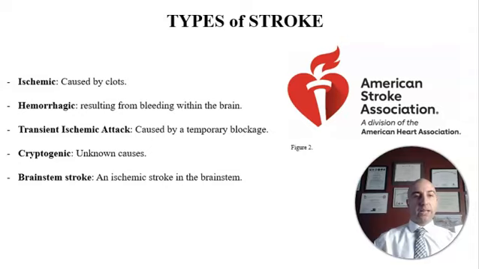Additionally, conditions like transient ischemic attacks, cryptogenic strokes, and brainstem strokes also meet the criteria for stroke. A transient ischemic attack is a temporary obstruction of blood flow in the brain that resolves on its own. A cryptogenic stroke is a stroke of unknown causes. Lastly, a brainstem stroke is an ischemic stroke located in the brainstem.